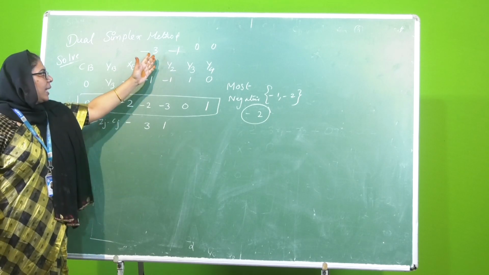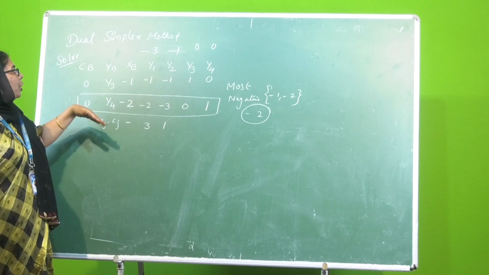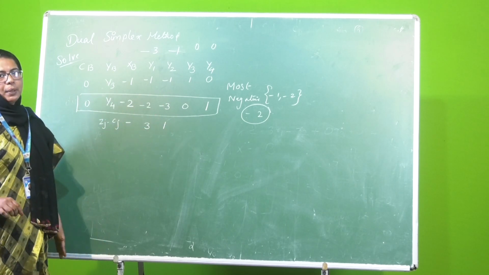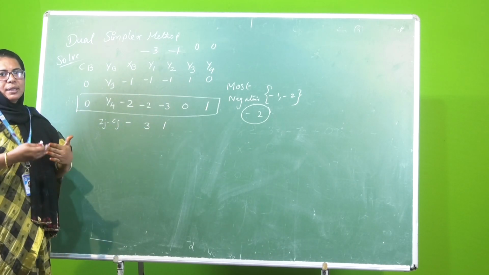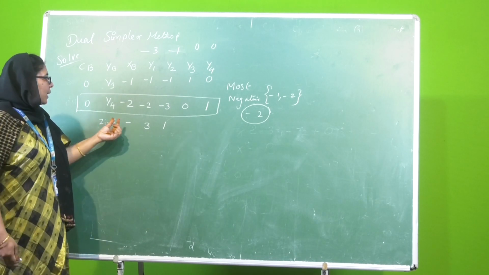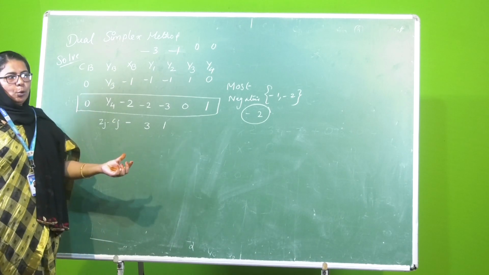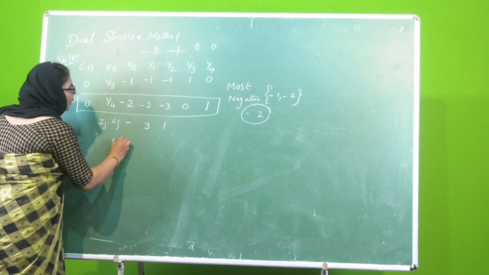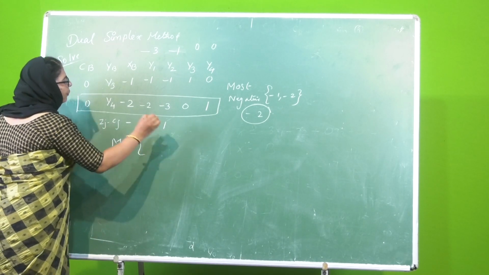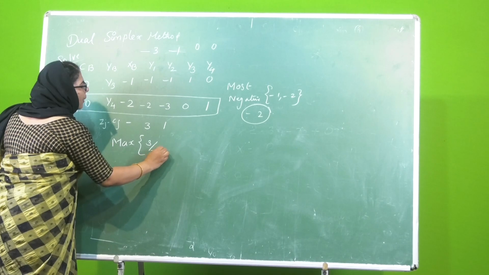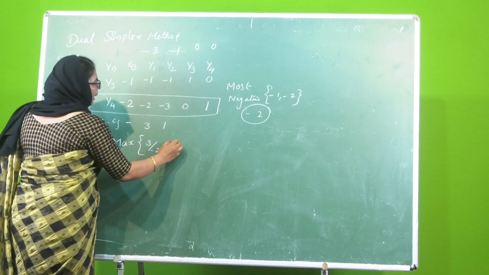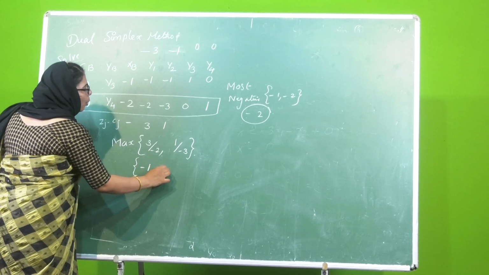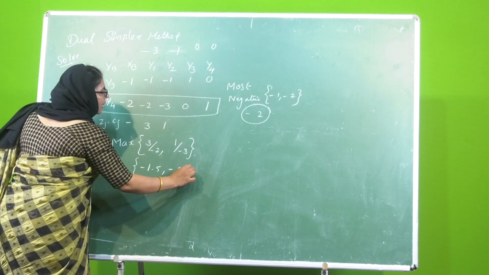First of all, you have to select the column and then you select the row, XB value divided by the chosen column. So this is the reverse process of the simplex problem. So Zj minus Cj value divided by the chosen row. Maximum of 3 divided by minus 2 and 1 divided by minus 3. So minus 1.5 and minus 0.3.